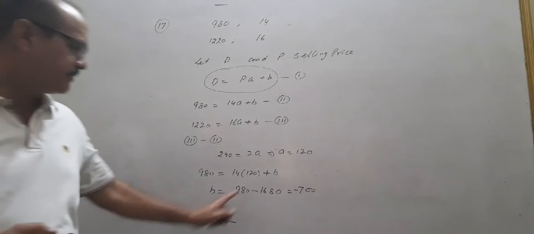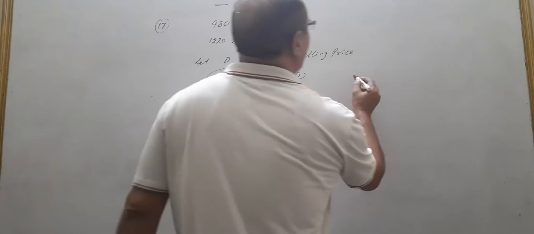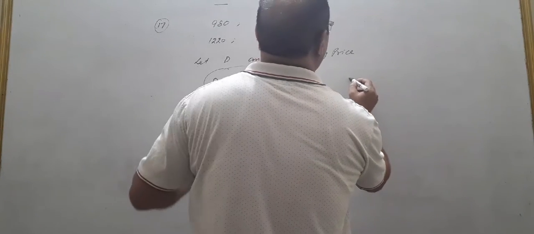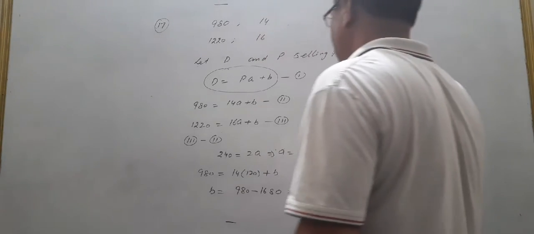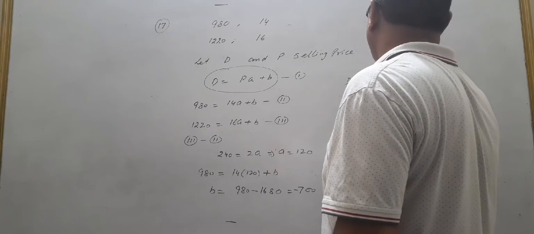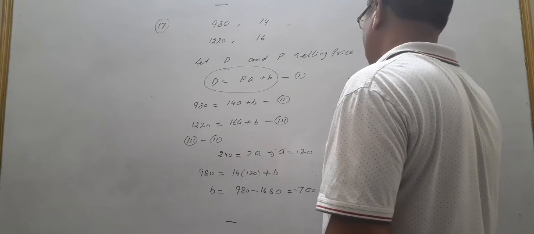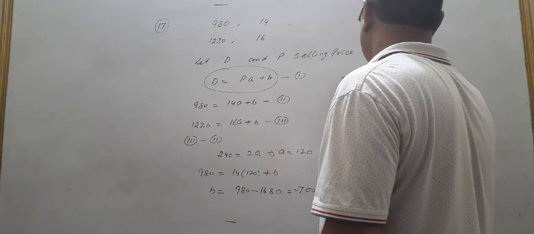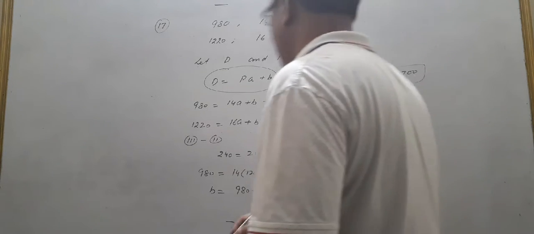Okay. After getting A and B, you put the values of A and B in the relation. So what is the demand? The price is P, A is 120P and minus B, that is 700. So this is the linear relationship between demand and price.